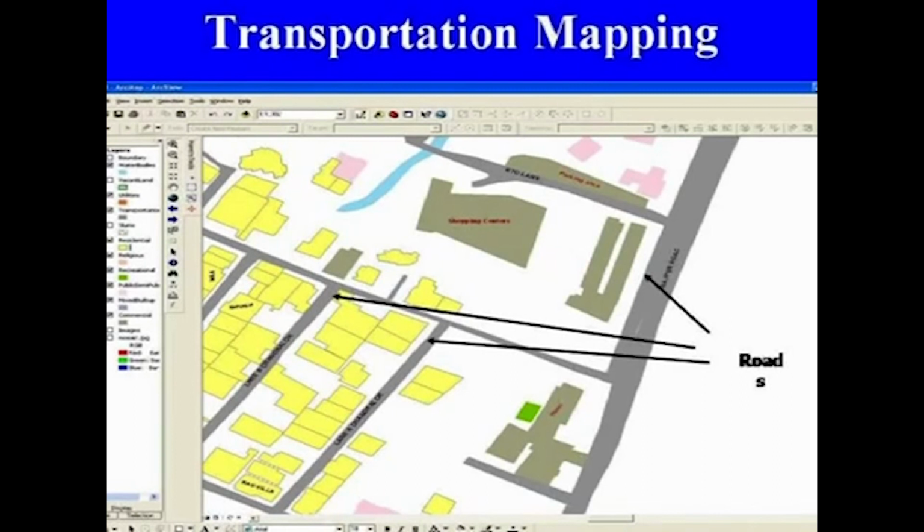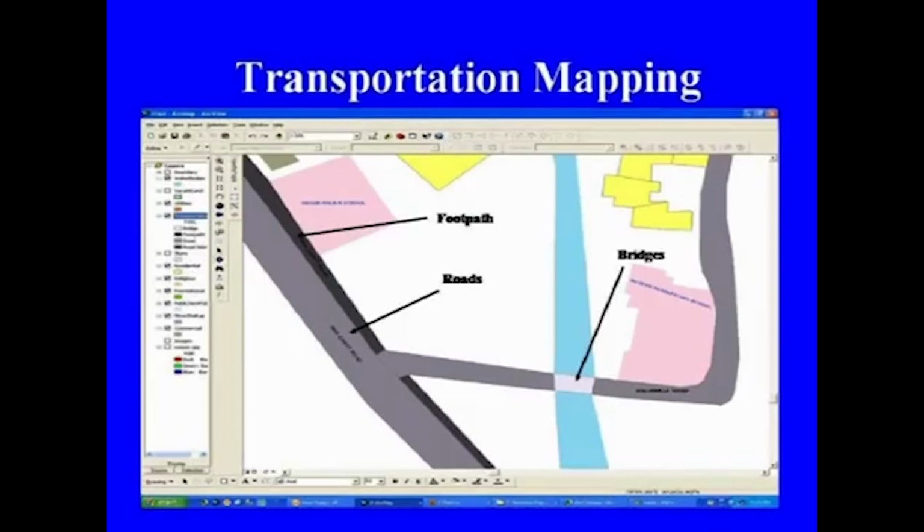This particular slide shows the transportation mapping, that is where the roads are along with their names, and these roads would be taken out from the area for which the property tax assessment is to be done. Similarly, the footpaths and the bridges need to be properly identified.